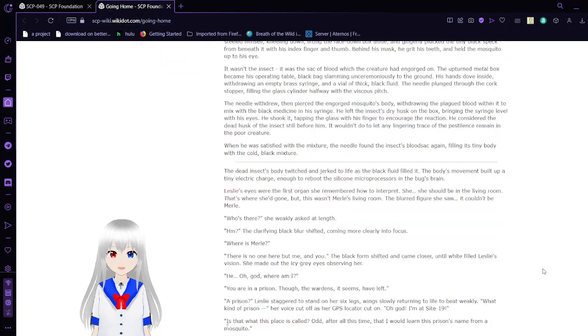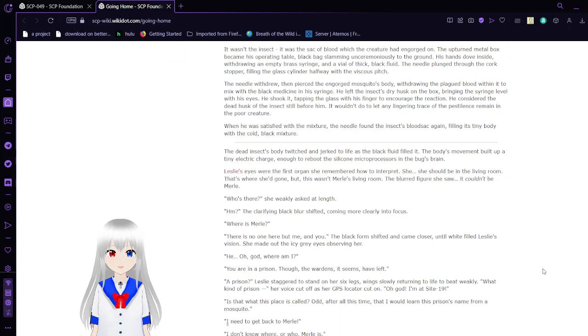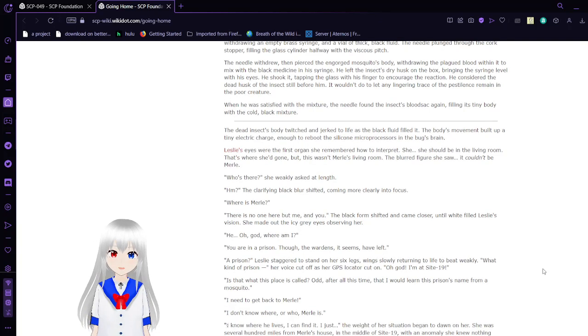Black bag slung unceremoniously to the ground, his hands dove inside, withdrawing an empty brass syringe and a vial of thick black fluid. The needle plunged through the cork stopper, filling the glass cylinder halfway with the viscous pitch. The needle withdrew, then pierced the engorged mosquito's body, withdrawing the plague out of it to mix with the black medicine in the syringe. He left the insect's dry husk on the box, bringing the syringe level with his eye. He shook it, tapping the glass with his finger to encourage the reaction. He considered the dead husk of the insect still before him. It wouldn't do to let any lingering trace of the pestilence remain in the poor creature.